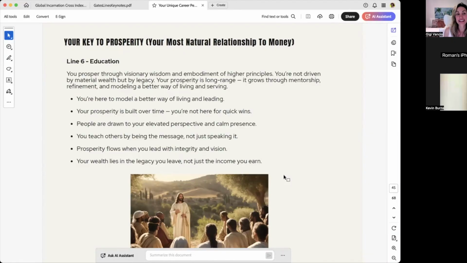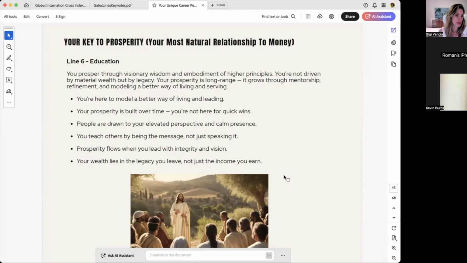All right, so the line 6 in your prosperity key is education. You prosper through visionary wisdom and embodiment of higher purpose. You're not driven by material wealth, but by legacy. Your prosperity is long range. It grows through mentorship, refinement, and modeling a better way of living and serving. You're here to model a better way of living and leading.